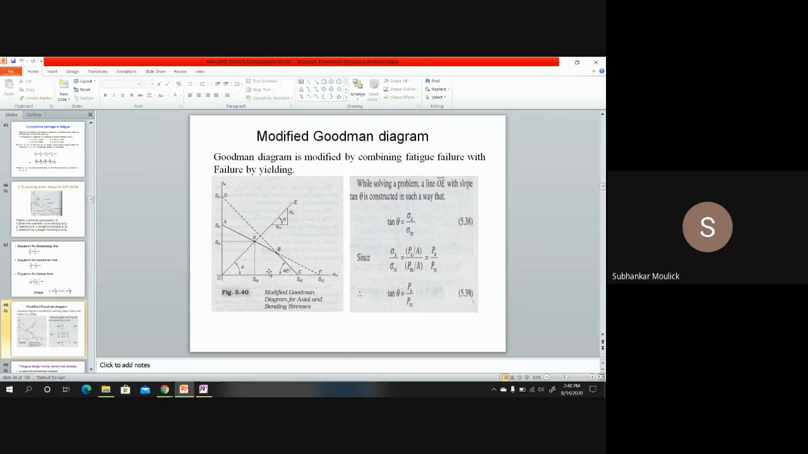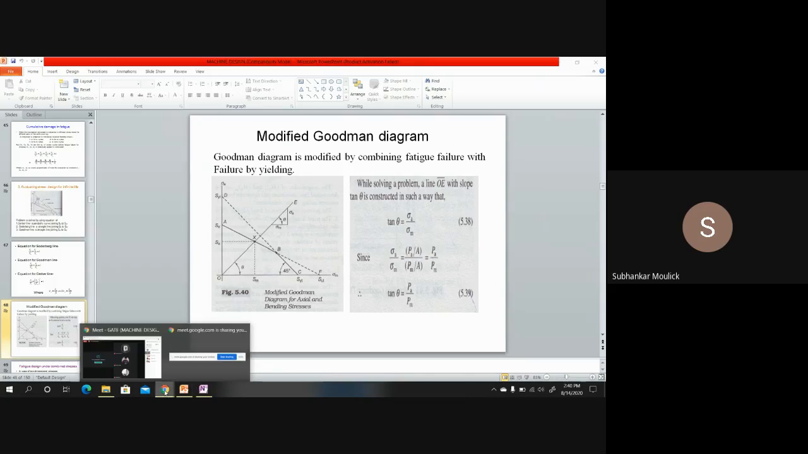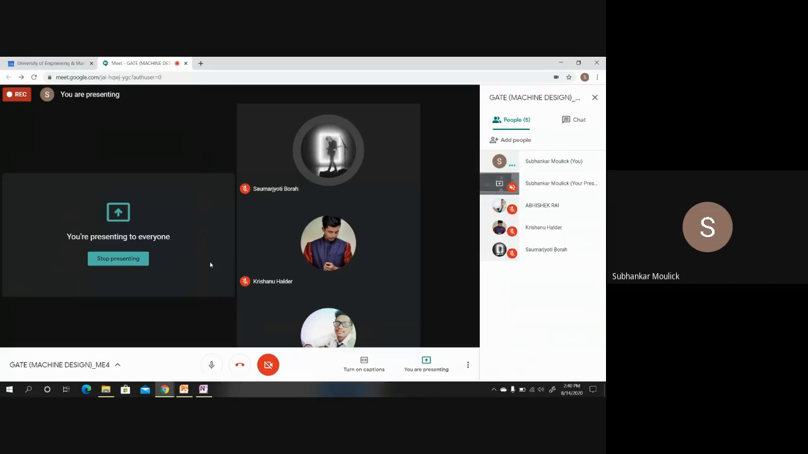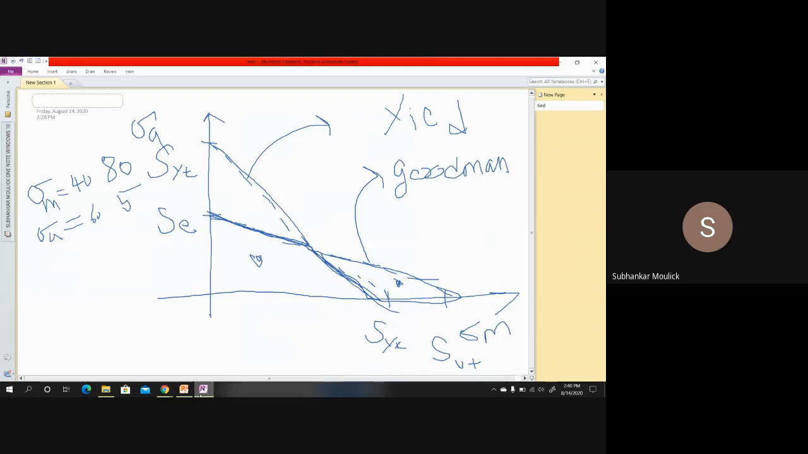Hello. Is the modified Goodman diagram clear to you? Hello. Since no one is responding, I will assume that it is clear.